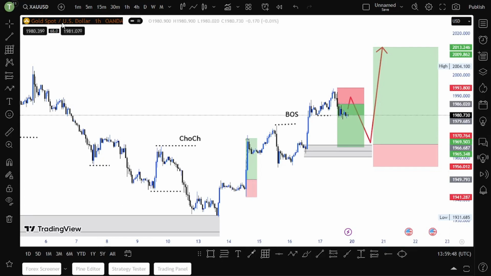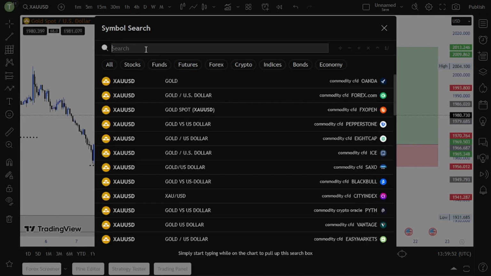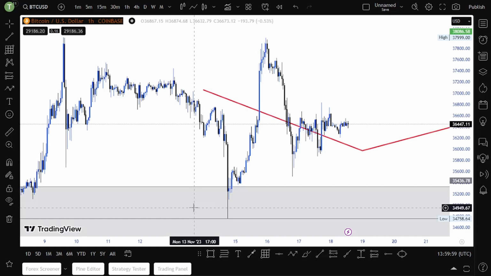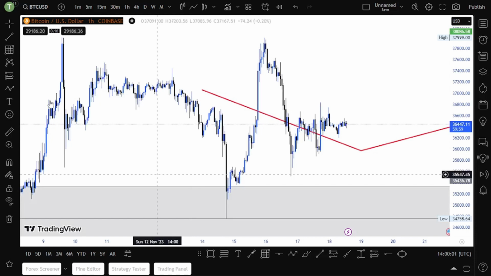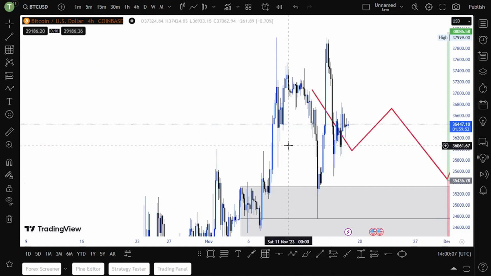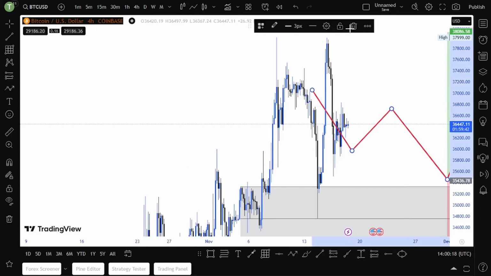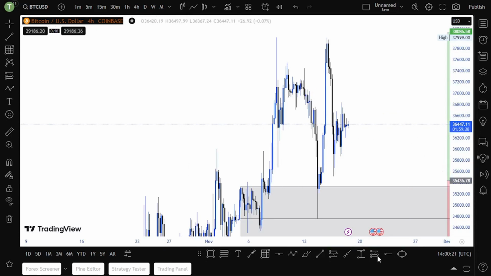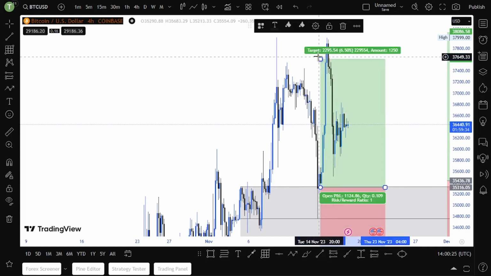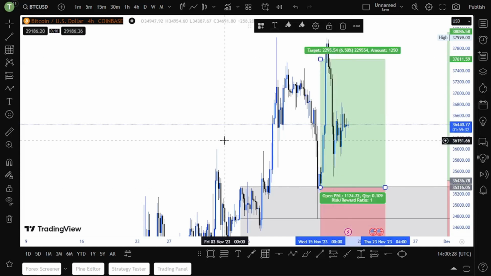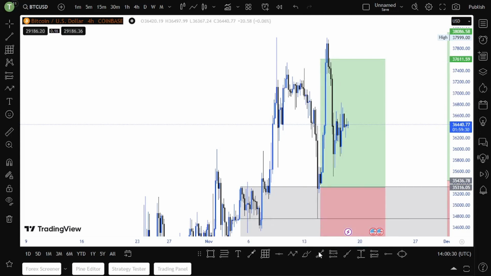So now let's move on. Now let's look at Bitcoin. Looking at Bitcoin, guys, if you would have entered, you would have entered here. You would have entered in a pullback here, and you would have already hit TP here, guys. As you can see, there is a break of structure to the upside.